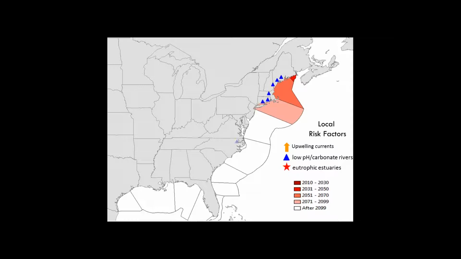The first one you're going to see is the rivers with a very high volume of water that are low in carbonate saturation state. In addition to that, we plotted the eutrophic estuaries, and this is from a data set that NOAA has. We also plotted upwelling currents, but there is no strong upwelling on the East Coast or in the Gulf of Mexico, so you don't see that local factor in this picture.